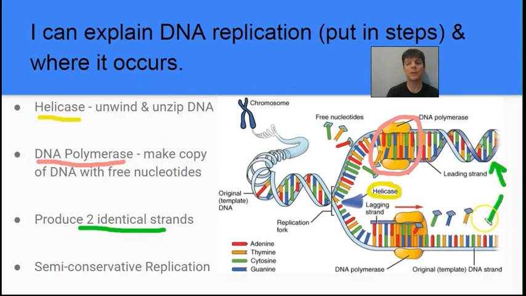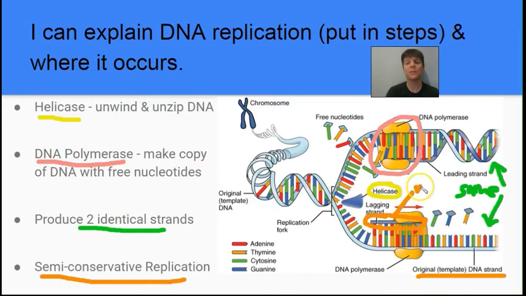The copying process is going to produce 2 strands which are identical, so they are the same as each other. And this is because of those complementary base pairing rules. Adenine's always pairing with thymines, guanine's always pairing with cytosines. Finally, it's important to remember that this process is semi-conservative, so the 2 new strands that are produced contain half of the old strand, and then they have half of the strand which is newly synthesized DNA.